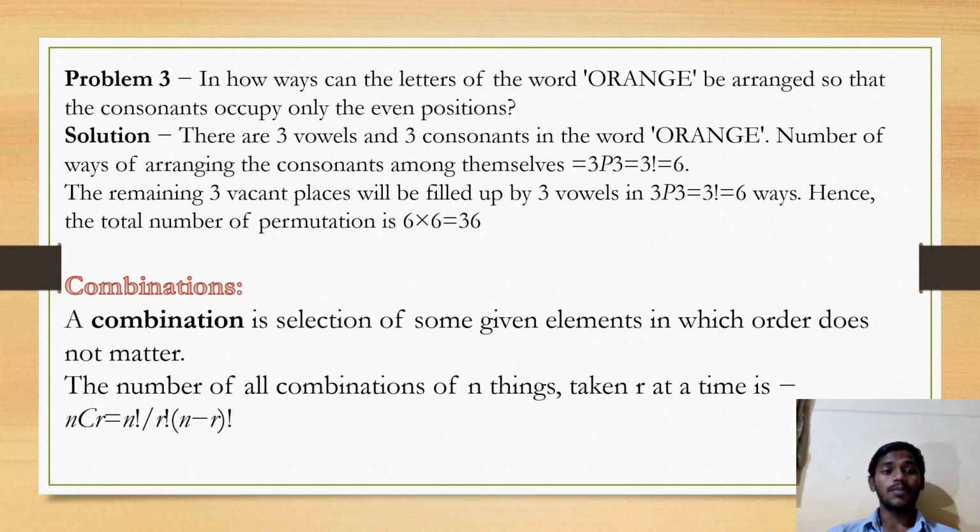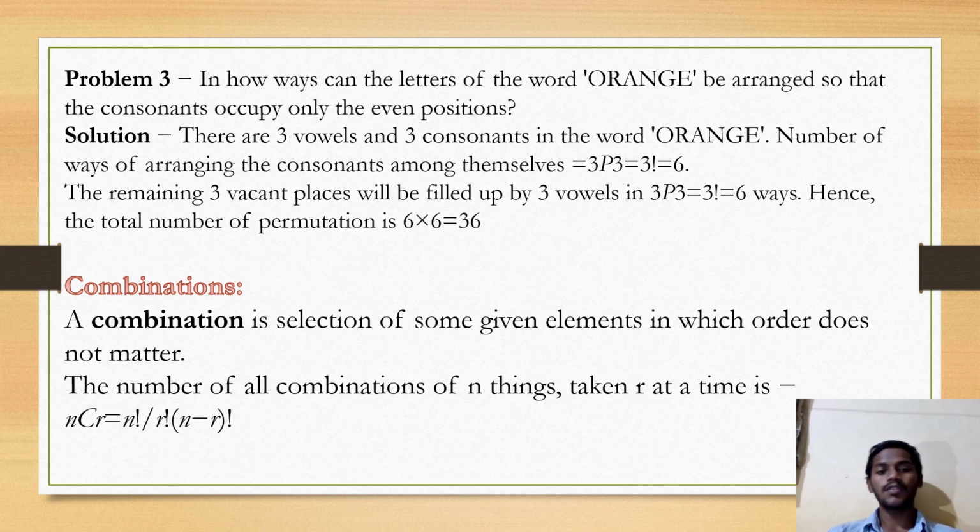Example 3. In how many ways can the letters of the word orange be arranged so that the consonants occupy only the even positions? There are 3 vowels and 3 consonants in the word orange. The number of ways of arranging the consonants among themselves is 3P3, 3 factorial, which is equal to 6. The remaining 3 vacant places will be filled with the 3 vowels, that is 3P3, equal to 6 ways. Hence the total number of permutations is 6 times 6, that is equal to 36.